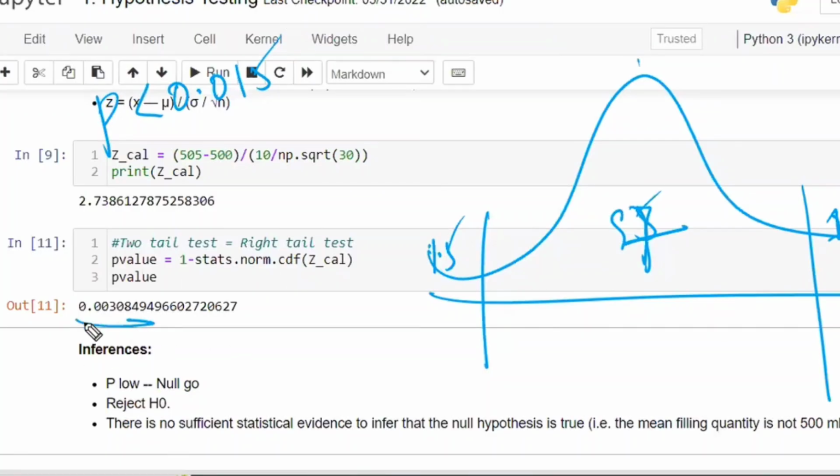Now what is the p value you have got here? So this is less than 0.015. So p low, null go, reject the null hypothesis. Is that clear, guys? Done?